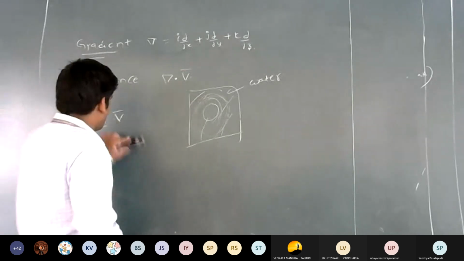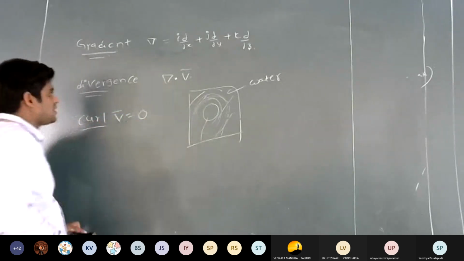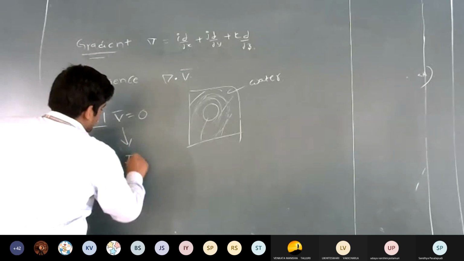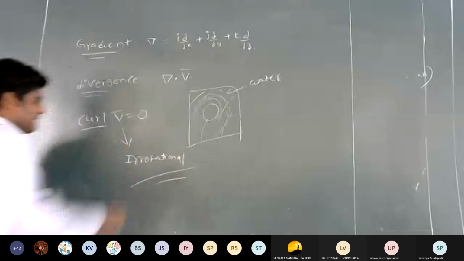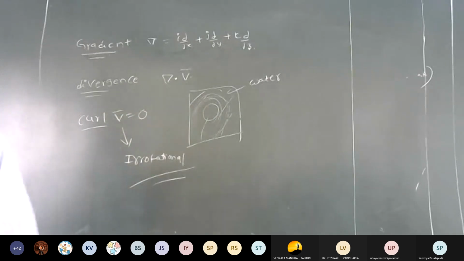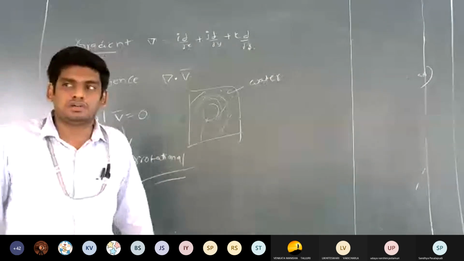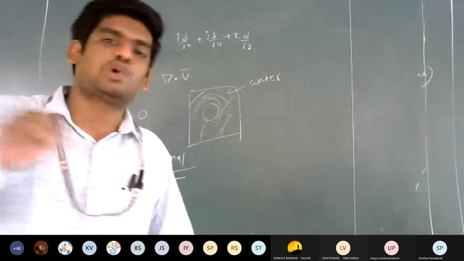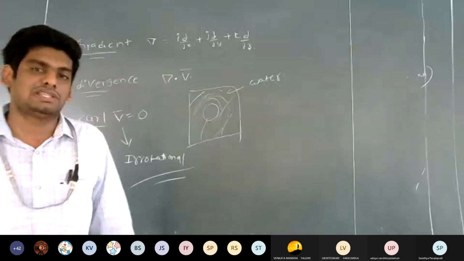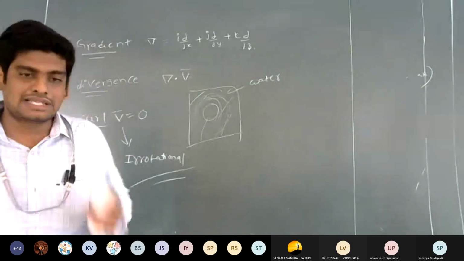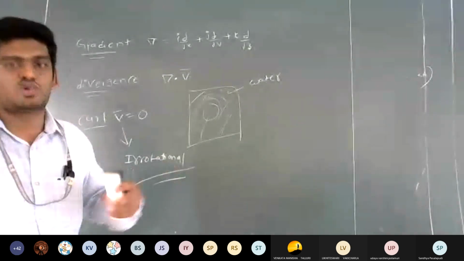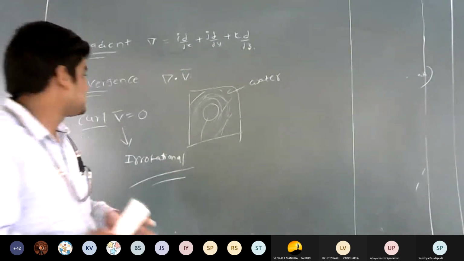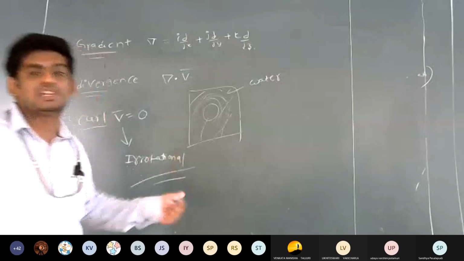Suppose if curl is equal to 0, then the vector is called irrotational. That means the substance is not following the specified order, that is, the substance is not rotating with respect to the axis. The substance is rotating in a zigzag manner. That type of flows are called irrotational flows.